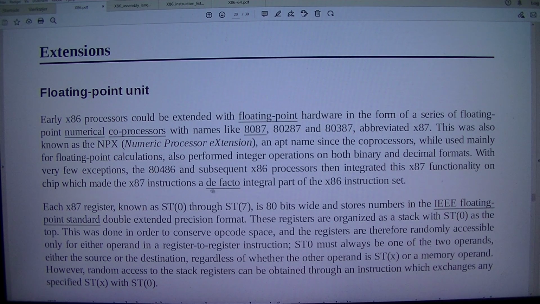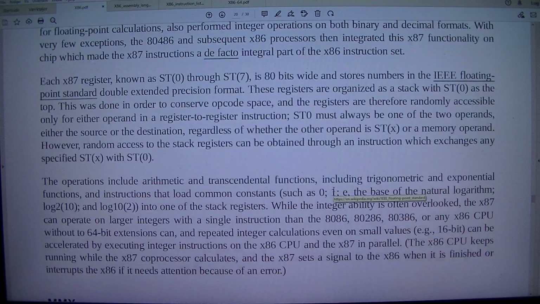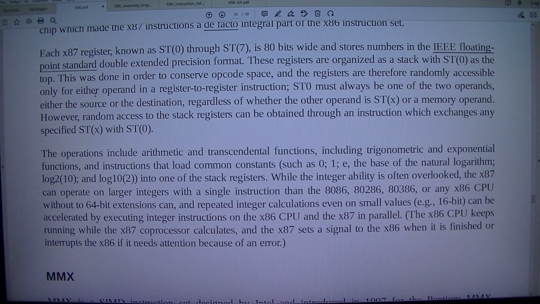With very few exceptions, the 80486 and subsequent x86 processors then integrated this x87 functionality on chip, which made the x87 instructions a de facto integral part of the x86 instruction set. Each x87 register, known as ST0 through ST7, is 80 bits wide and stores numbers in the IEEE floating point standard double extended precision format.